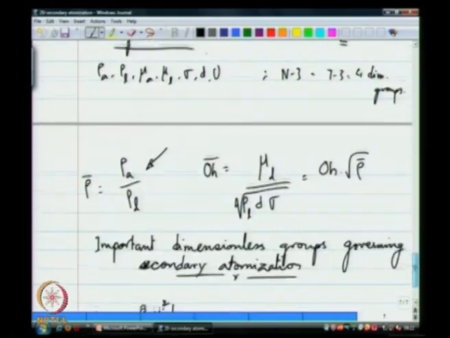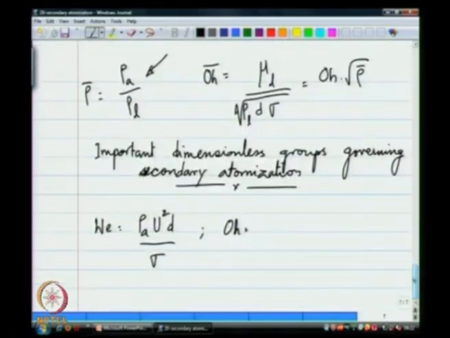So, typically for secondary atomization we found that this Weber number and Ohnesorge number defined based on the liquid properties seem to play a big role, seem to be used in the literature to characterize the regimes in which these drops break up. We will look at that in just a moment.